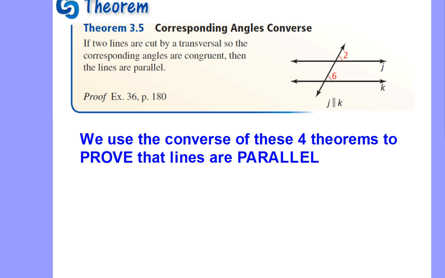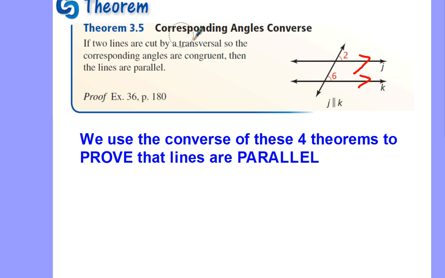So let's start first and foremost with our corresponding angles converse. The corresponding angles converse is saying that if you can prove that 2 and 6, aka the corresponding angles, are congruent to one another, then that's enough information to prove that the two lines are parallel. And so what I want us to really realize is that all of the converses for each of these four are used to prove lines are parallel.